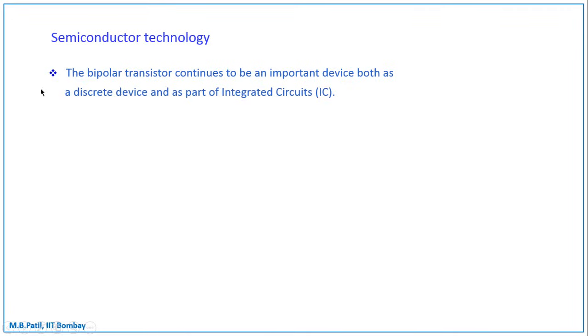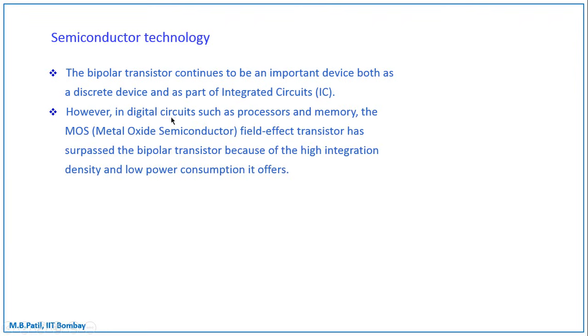Let us now talk about semiconductor technology and see how it has evolved with time. The bipolar transistor, which was the first transistor to be invented back in 1947, continues to be an important device both as a discrete device and as part of integrated circuits, that is ICs, such as op-amps. However, in digital circuits such as processors and memory, the MOS, that is metal oxide semiconductor field effect transistor, has surpassed the bipolar transistor by several miles actually, because of the high integration density and low power consumption that the MOS technology offers.